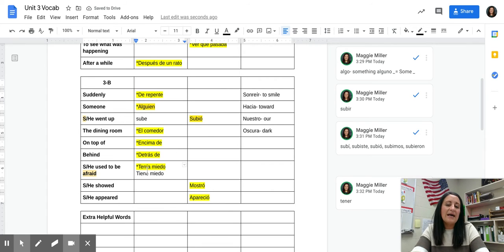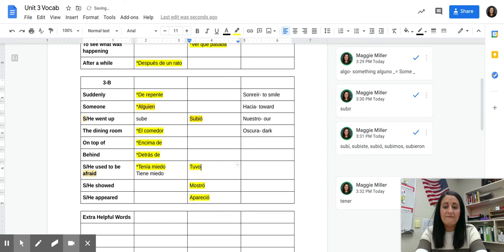Now again, tenía miedo is he or she used to be afraid. That's actually the imperfect tense conjugation, so that's that second past tense. The preterit is the other past tense, and this one is an irregular verb.